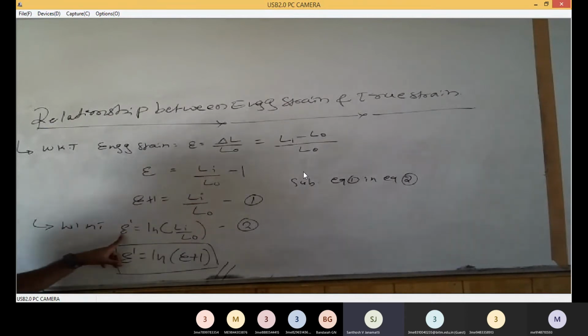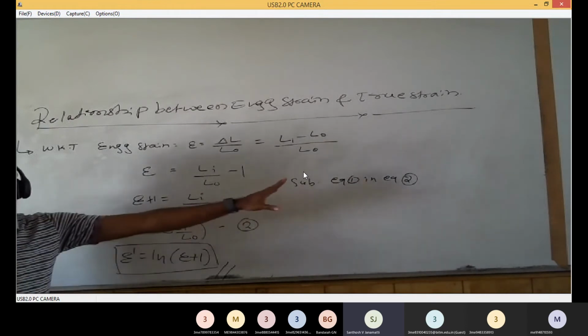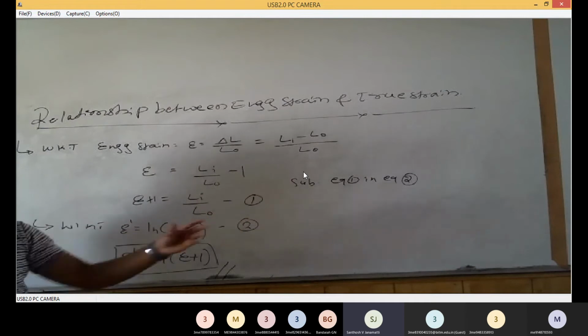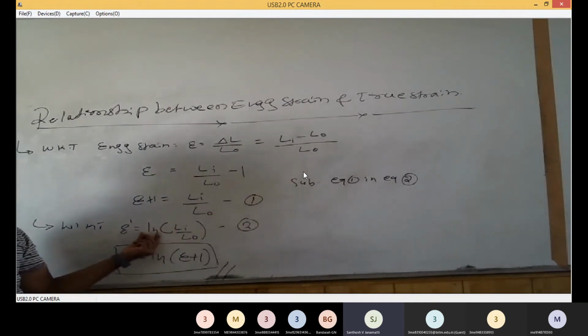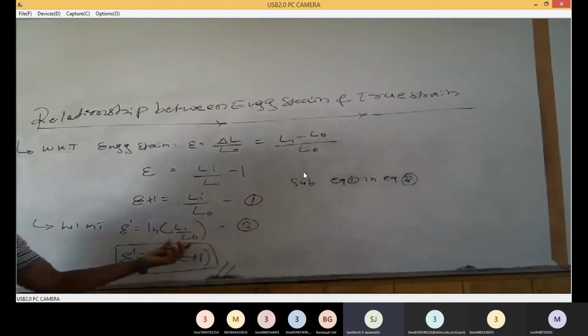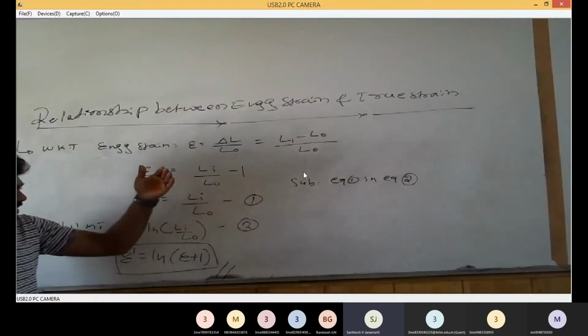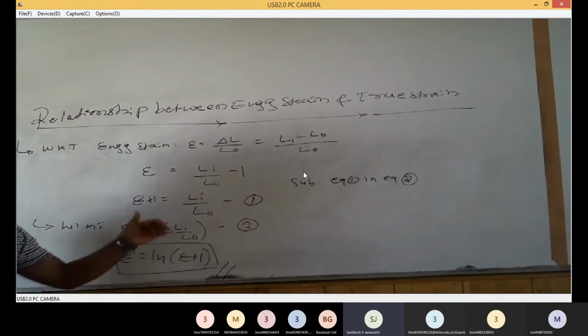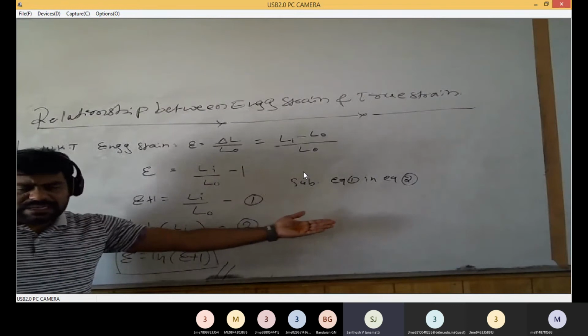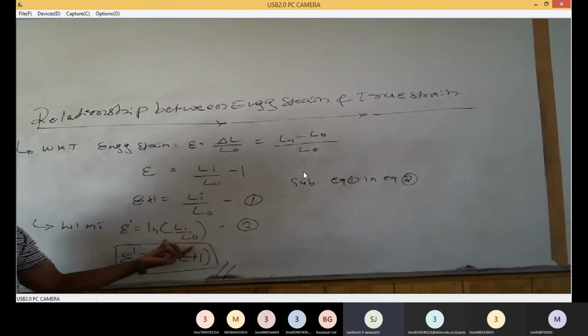According to true strain, we know it is the summation of all the incremental lengths divided by the original length. This is what ln means. While writing that summation, I take the ln. This Li means the sum of all the incremental, instantaneous lengths, 1, 2, 3, 4, 5, however many there are. The sum of all the incremental lengths divided by the original length is ln of Li by L naught.